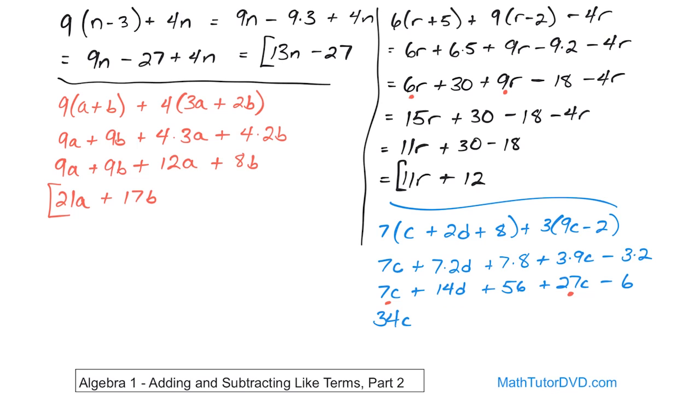Well, we have a 14d. We don't see any other d's anywhere, so we just write it down. That's going to be 14d. Okay, and essentially I put little dots under here a lot to tell me that I've already handled it. Now I have 56 minus 6. That's just a straight subtraction. 56 minus 6 is going to give you 50, plus 50. And that basically takes care of this term and this term. So I've handled all of the terms there. That's the final answer, 34c plus 14d plus 50.